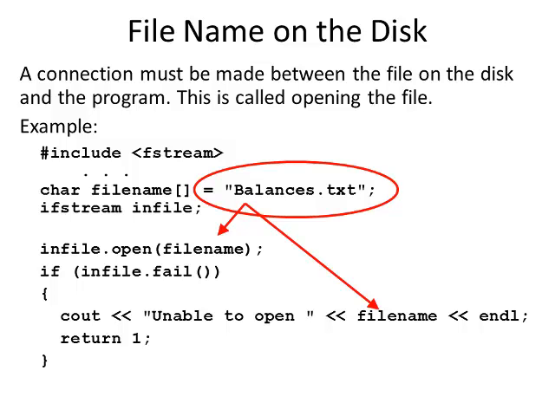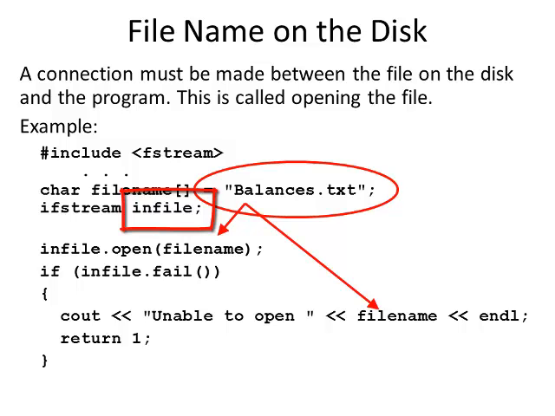I have to establish the connection between the disk file name and the object that I'm working with in my program. In this example, I say char filename equals quote balances.txt. So this is going to be the name on the disk that I'm going to be using. ifstream, input file stream. So I'm going to create an object. Class type is ifstream. That means input file stream. And the name of my object in my program that I'm using at the moment is infile. Now you can call it anything you want, as long as it's a legal name.